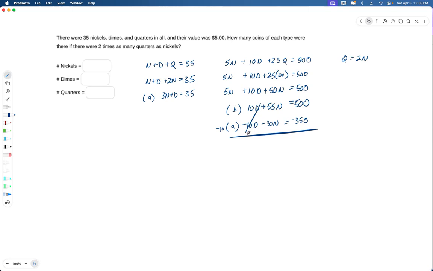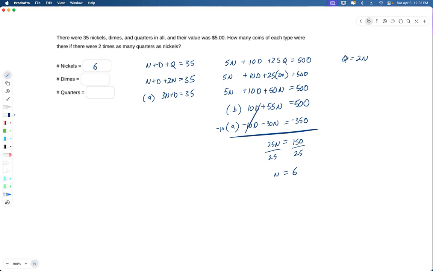So this would cancel. This would be 25n is equal to 500 minus 350, which is 150. Right? Divide both sides by 25. N is going to be equal to 6. All right, so there are 6 nickels.